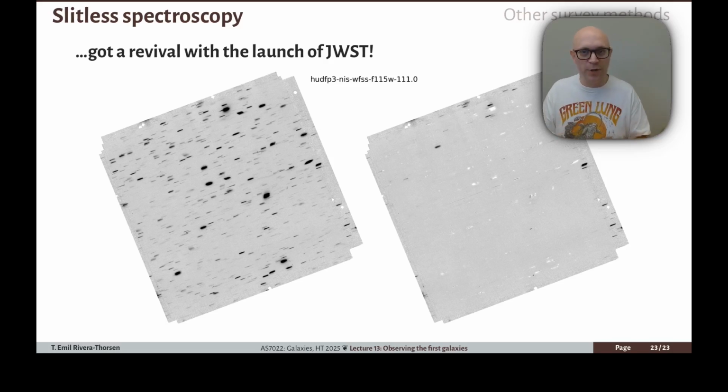So it is absolutely brilliant at this, and that means, again, that this technique has gotten a revival with JWST. So how does slitless spectroscopy work? Instead of putting a slit, or doing a spectrum for each pixel as an IFU would do, what you basically do is just take the light and send it through a prism, and that spreads it out. Each of these things you see here is a galaxy, and it is a spectrum, but it is a very, very low resolution spectrum.